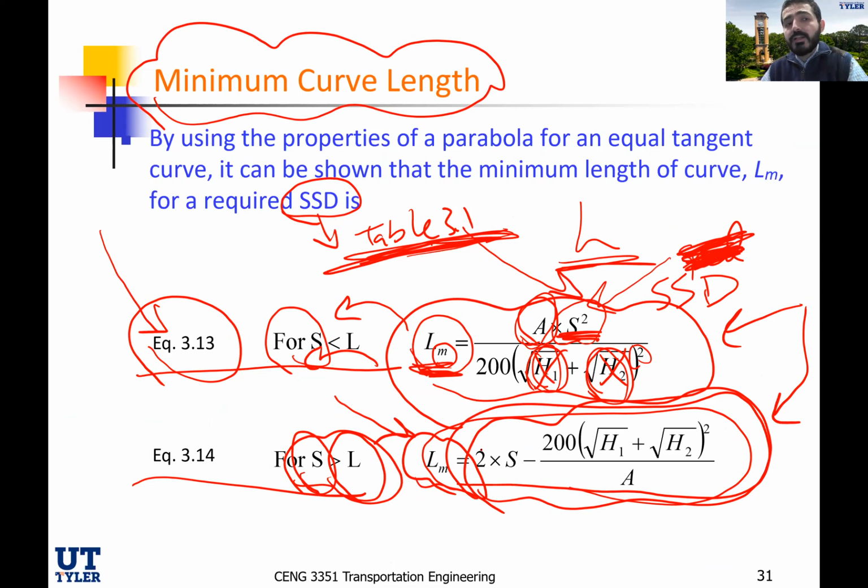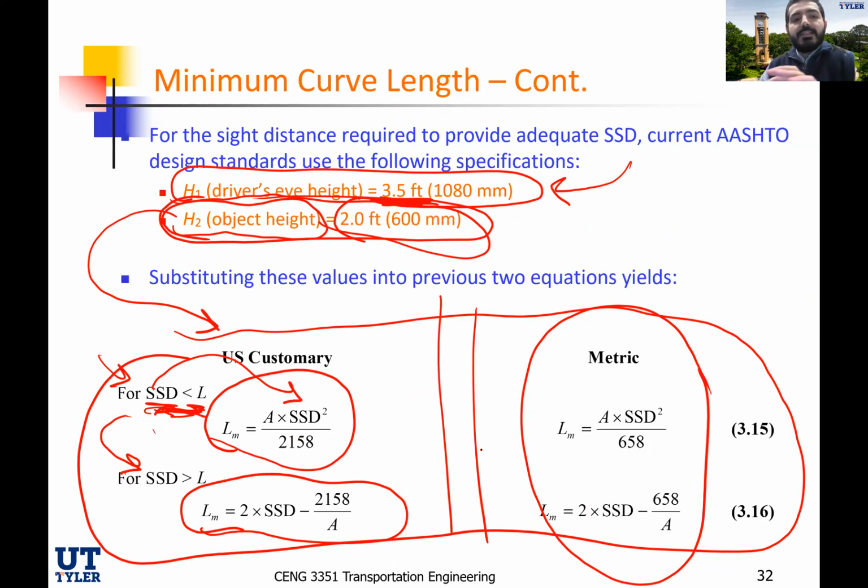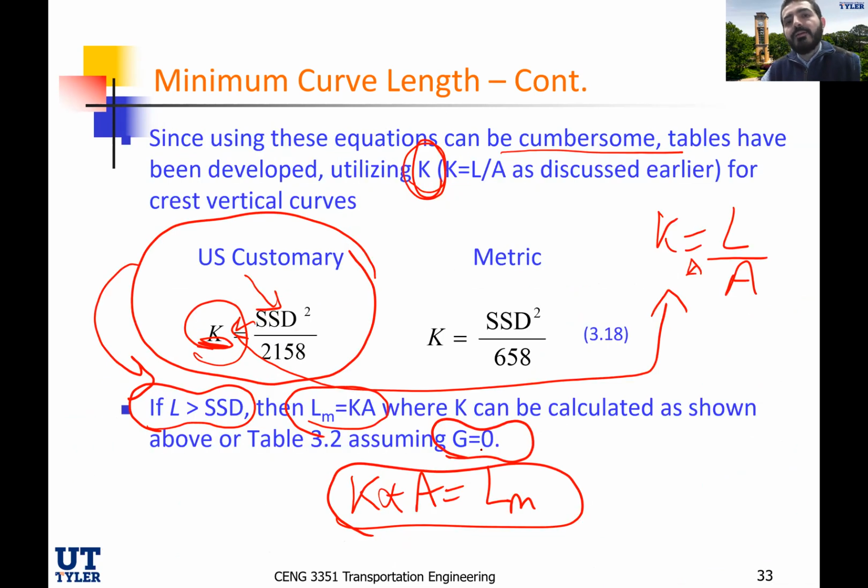If I do not know H1 and H2 for this specific case, I can use the second category of equations, which are the simplified ones, assuming that H1 and H2 follow the AASHTO standards: H1 is 3.5 feet, H2 is 2 feet. Or even further simplification, if I know that the length of the curve is more than the stopping sight distance, I can just go to table 3.2, get the K, and multiply by A to get the minimum length.